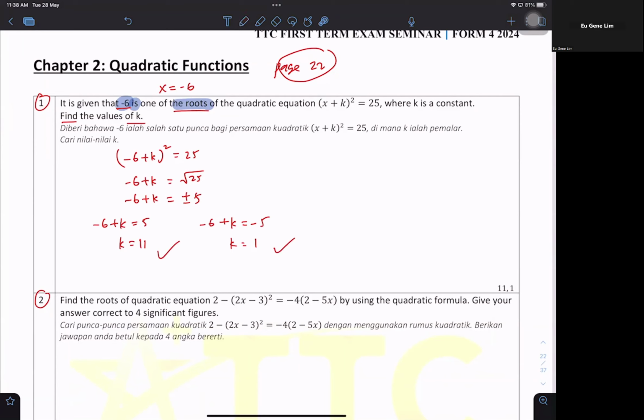Negative 6 is the root, meaning x equals negative 6, so you can straight away substitute. Okay, good.